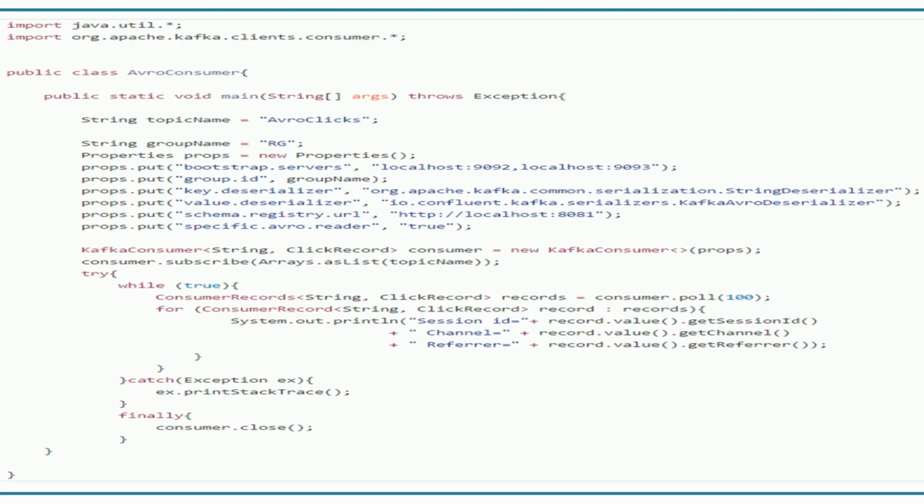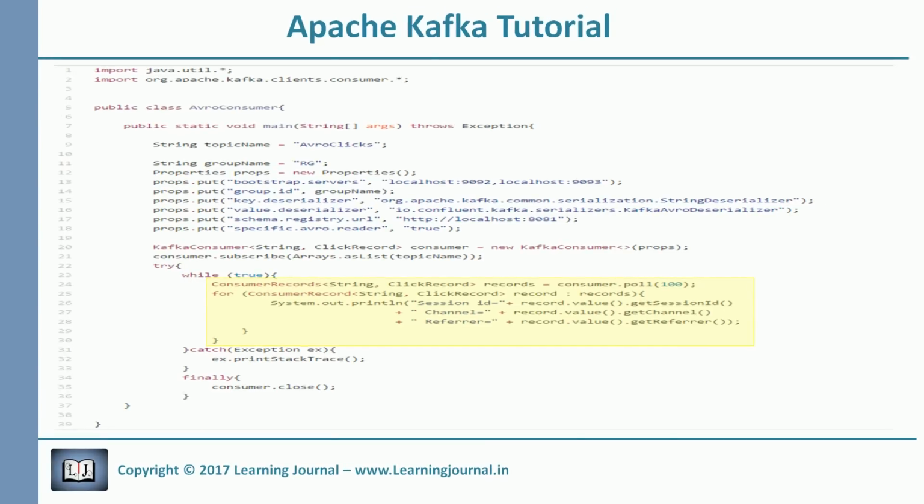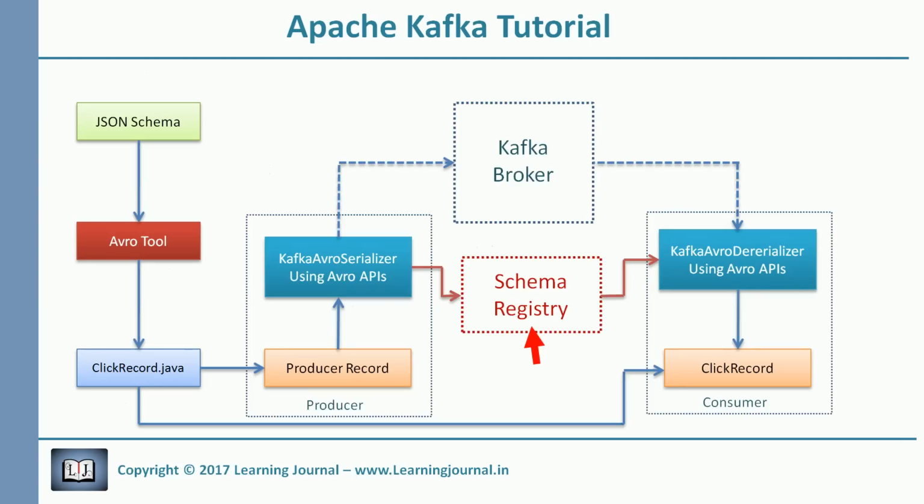After setting all the properties, we create a consumer instance, subscribe to the topic, and start polling and processing messages. Kafka Avro Deserializer takes care of all the pain of deserializing messages and converting it back to the click record object. So, we are ready to compile and execute the producer and consumer and see all of this working. But this example is dependent on Confluent platform. The schema registry and Kafka Avro Serializer module is part of the Confluent platform. To execute this example, we need to download and install an open source version of the Confluent platform.